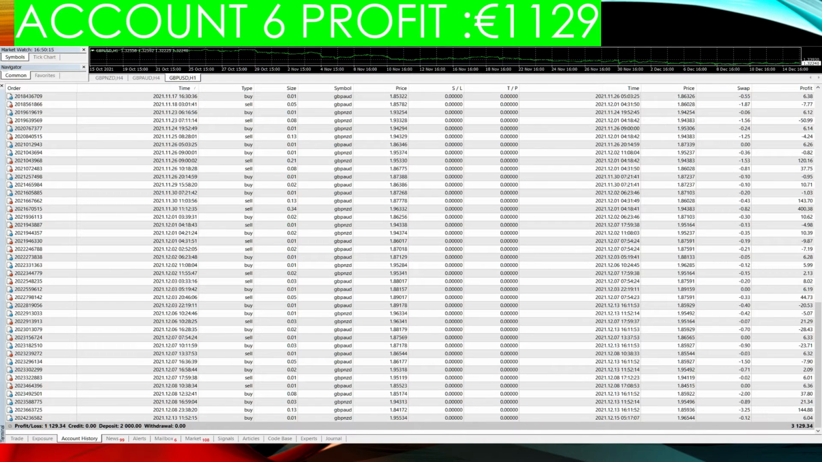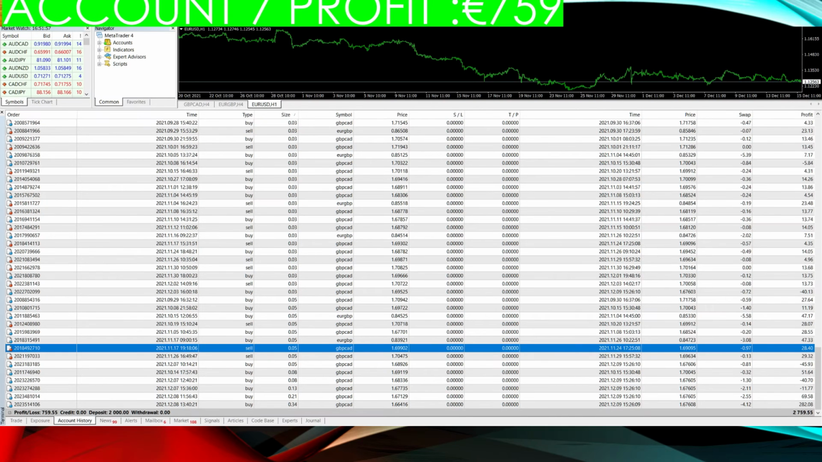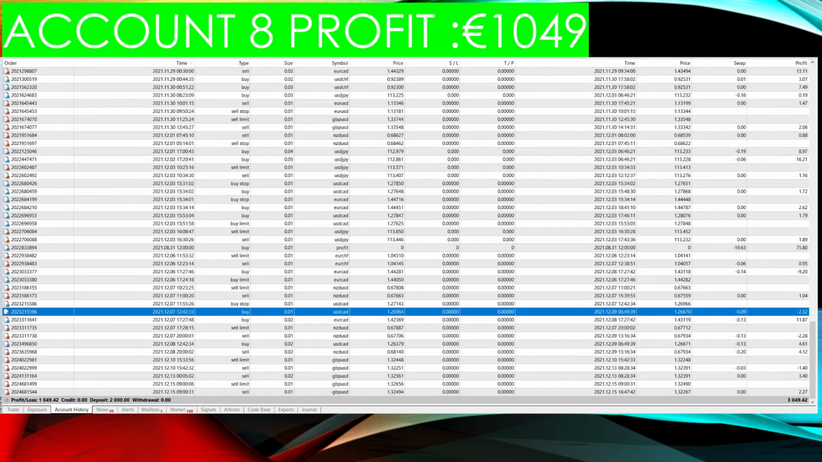796. This is account 6, made me 1,129 euros. This is account 7, has made me 759 euros. And this is account 8, it made me 1,049 euros. So you can see that for the last 3 months I made an average of between 5 to 6,000 euros.